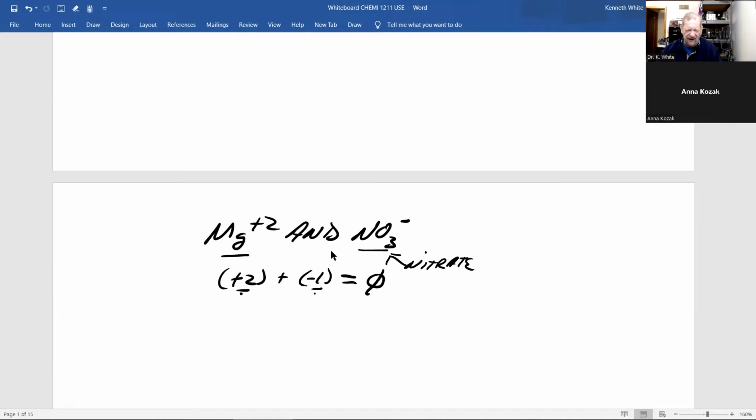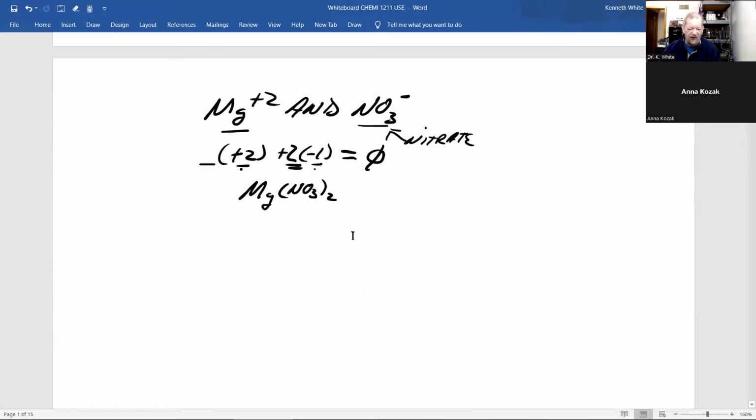If this is a +2, I need a -2, so I'll put a 2 in front. Now remember, there's a 1 in front of that +2. So that means there's 1 magnesium. And now we have our NO3 nitrate, and we need 2 of them. We put it in a bracket, and to the right subscript, we put the number 2. Oh, this is fun. Let's try one more.